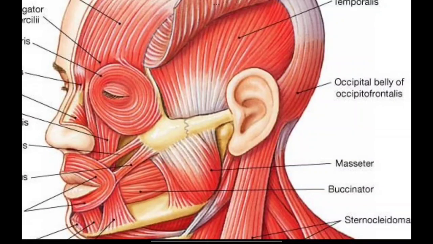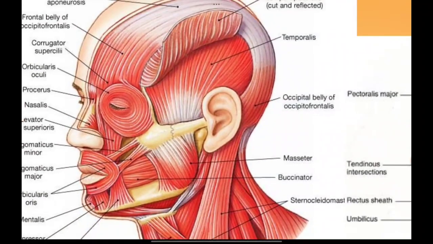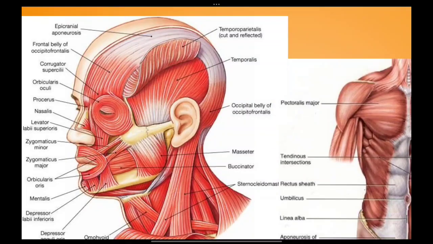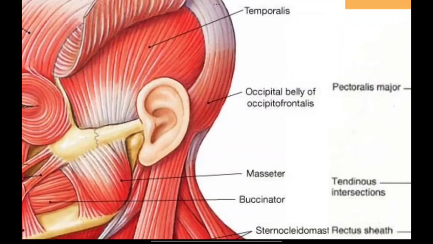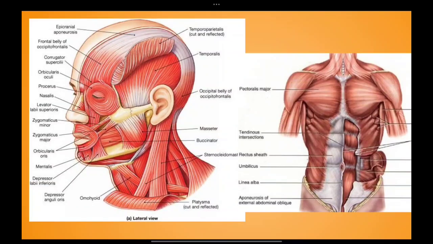It helps in the raising of the eyebrow. So frontalis is present in the front region, close to the eyebrows, which helps in the raising of the eyebrow. So it helps in the movement of eyebrows. Occipitalis helps in pulling the scalp backwards. So you can observe the occipitalis over here behind, and it helps in pulling the scalp backwards.